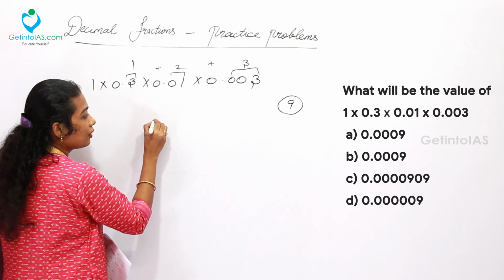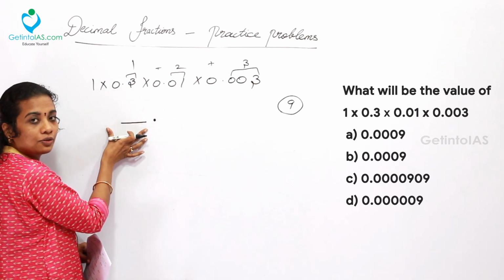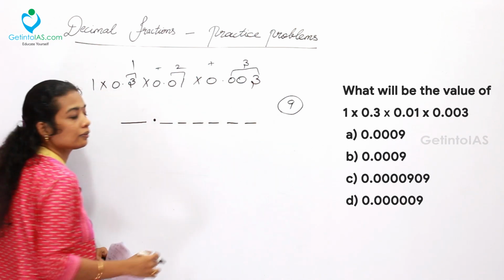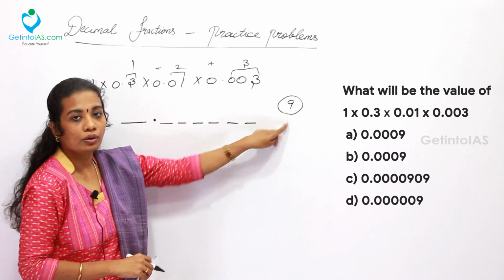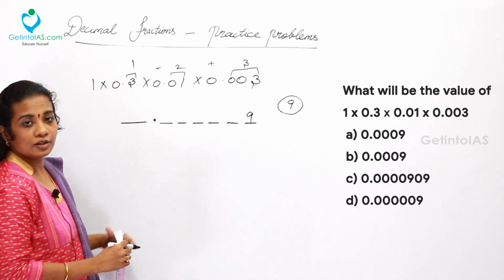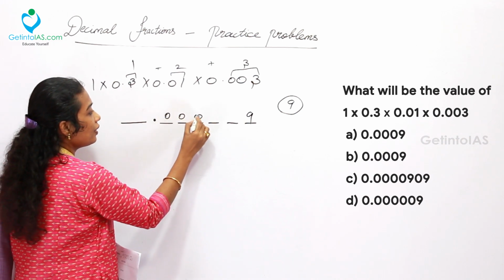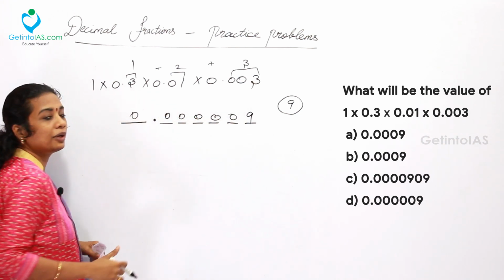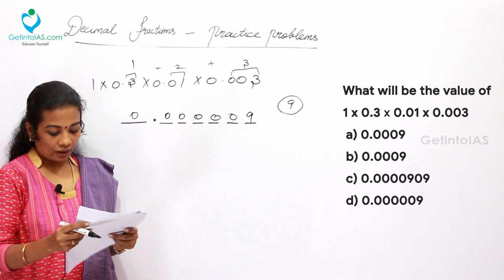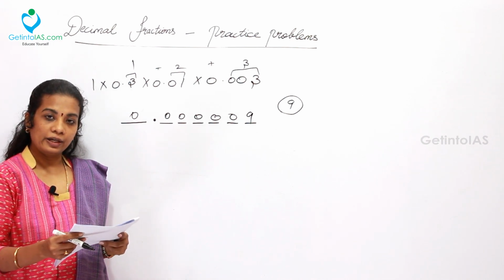So, I am here allotting one place for the whole number. After that 6 places I want to allot. In the 6th place I want to put 9. After accommodating 9, what are the rest of the digits? No place, so everywhere 0, 0, 0. Finally my answer is 0.00000 with 9, which is given in option D.